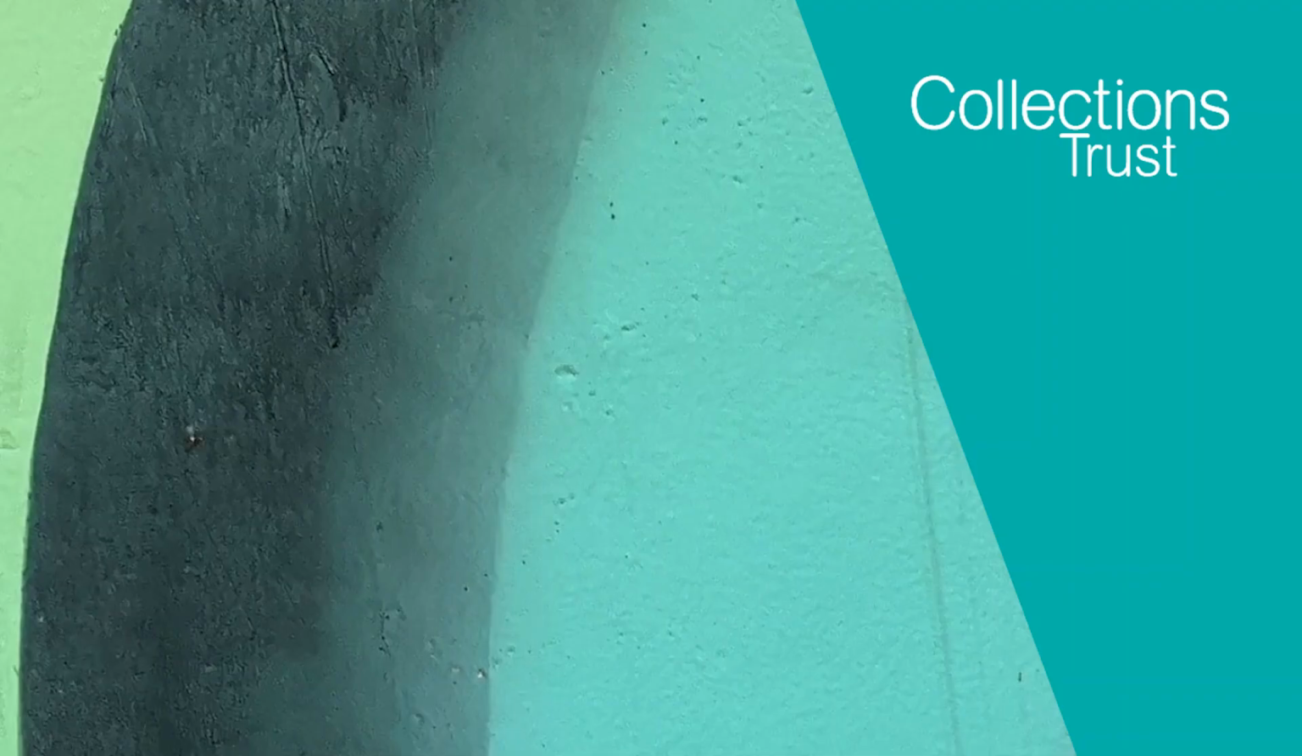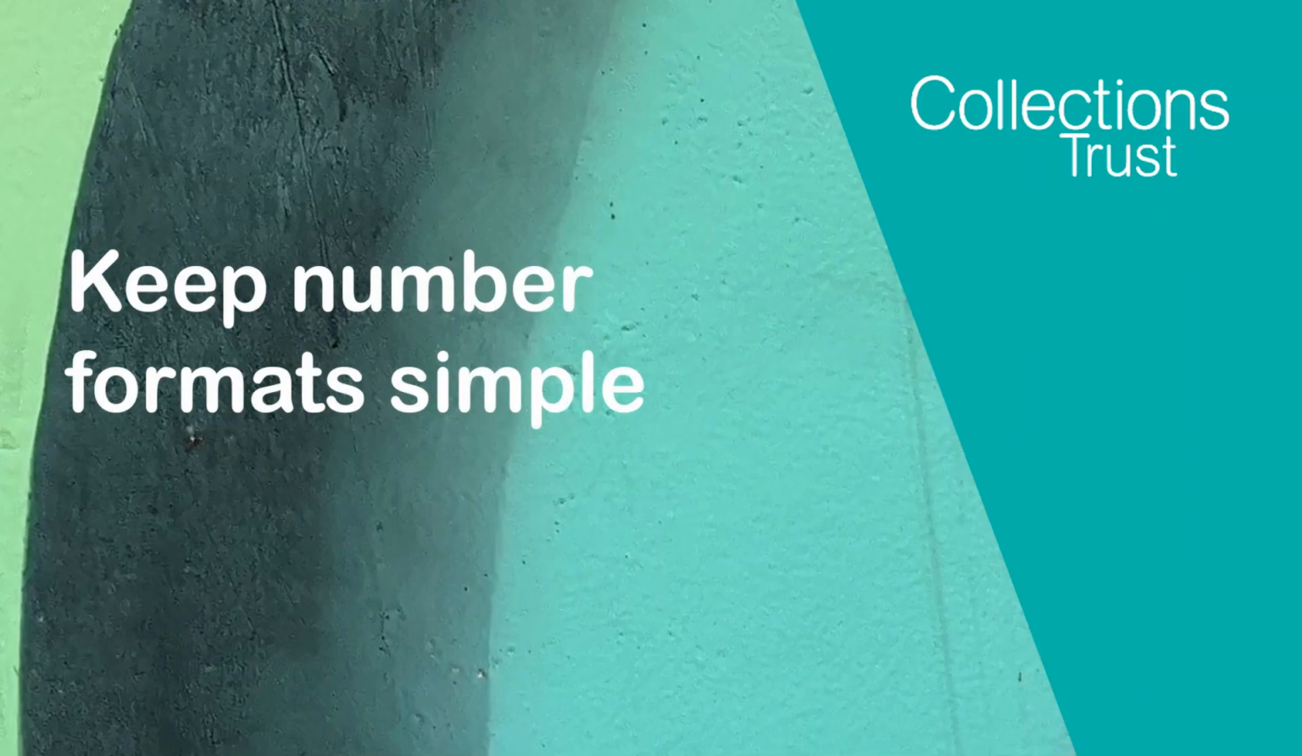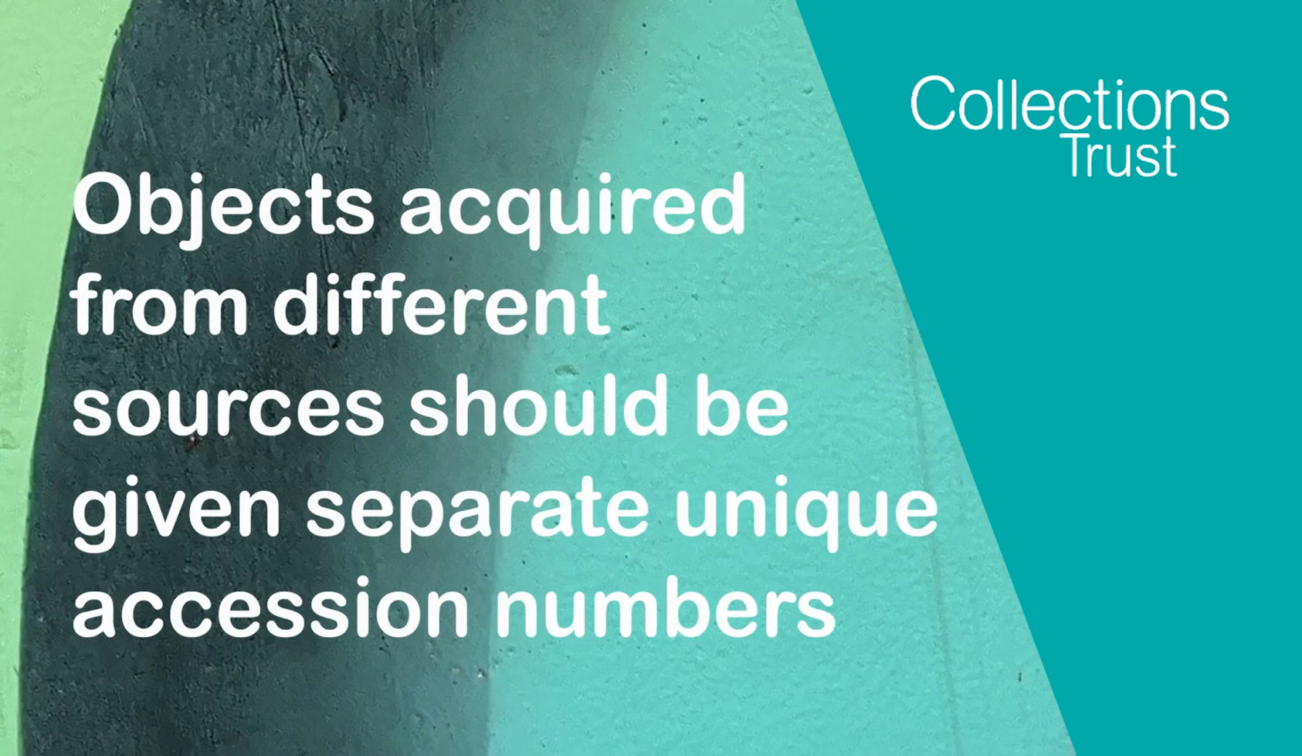We usually advise that you keep the number format simple. It does not need to contain additional information such as the storage location or the object type. Information like this is usually stored in the object's catalogue record, with the number providing that link between the object and that information. Objects acquired by the museum from different sources should always be given separate, unique accession numbers.